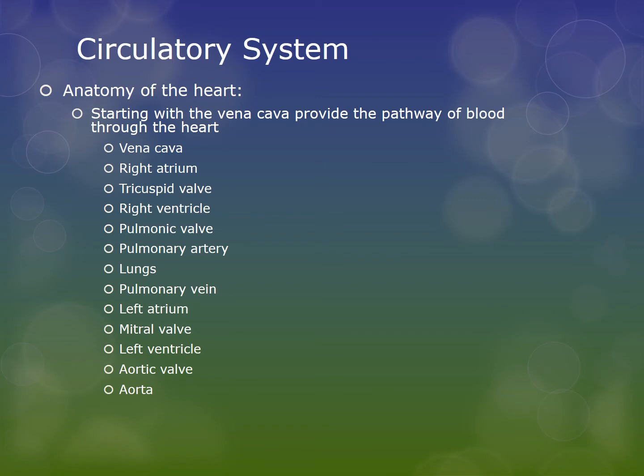So if you remember from the curriculum, we not only had to discuss the circulatory system, we had to talk about how the blood moves through the adult heart. So the anatomy of the heart, I said starting with the vena cava, provide the pathway. I know this means you have a lot of blanks, and hopefully you have filled those in.